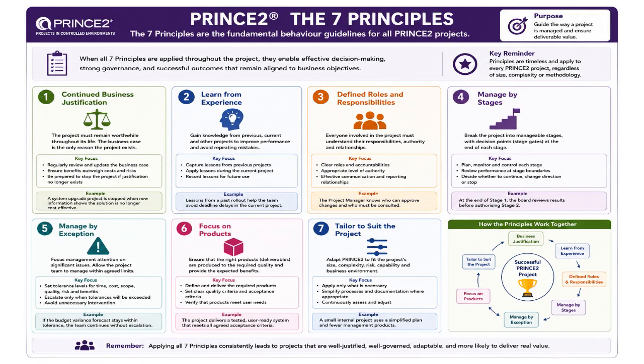The key message at the bottom of the slide is extremely important. Applying all 7 principles consistently results in projects that are better governed, more adaptable, strategically aligned, and more likely to deliver measurable business value. Ultimately, the PRINCE2 principles are not simply theoretical ideas. They are practical governance behaviors that shape how successful projects are planned, controlled, delivered, and continuously improved.